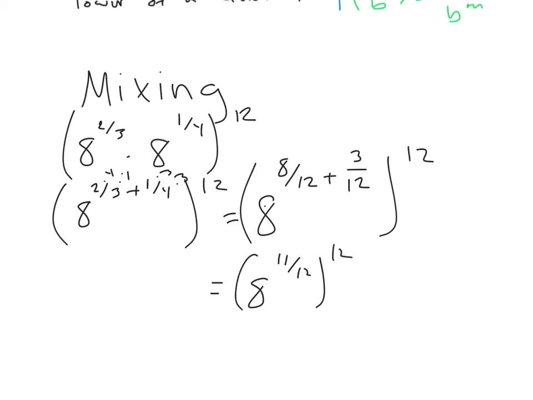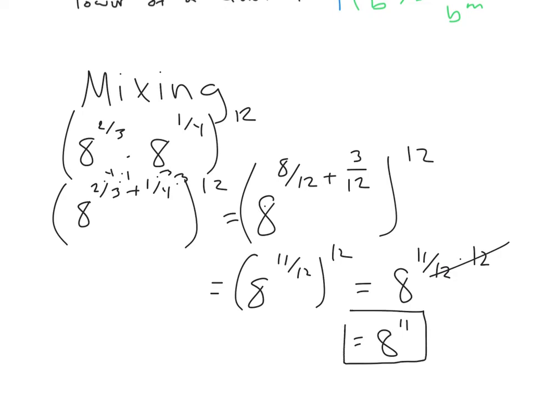Now, remember, this is a power of a power, so that means I need to go ahead and do 8 to the 11 over 12 times 12. Now, conveniently, those simplify, leaving you with 8 to the 11th power, which is a massive number, I bet. Okay, so that is mixing it up a little bit. Let's do another mixing.